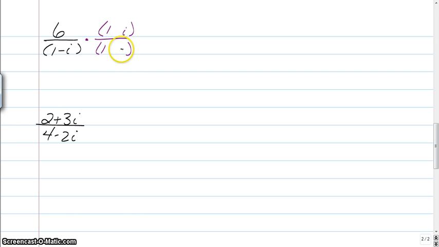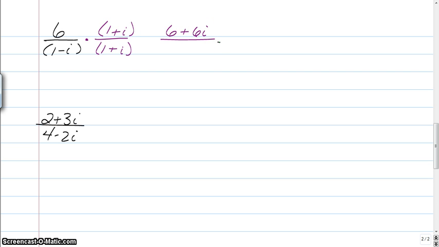So we still have a 1 and an i. However, the sign is always opposite of what it is in the denominator. So this is 1 minus i. These are going to be 1 plus i. Now you just FOIL the top, or distribute the top in this case. So 6 times 1 is 6. 6 times i is 6i.